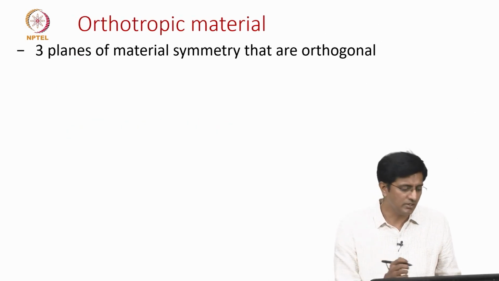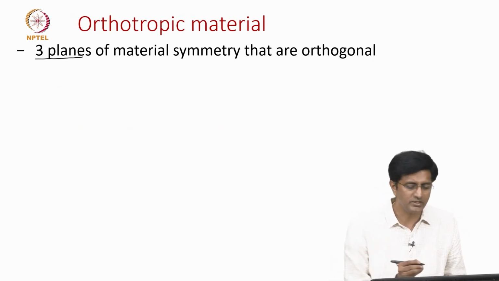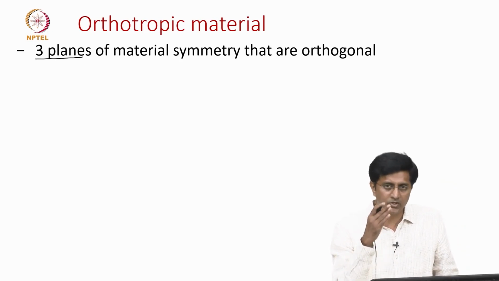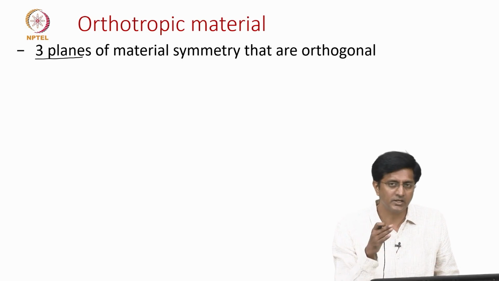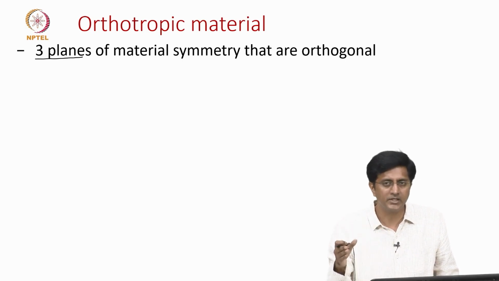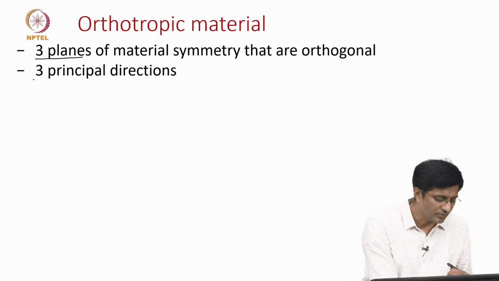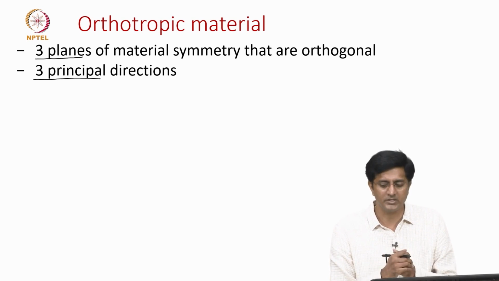So, what we actually see in most composites is there are 3 planes of material that are orthogonal to each other and all 3 show the material symmetry. Because each plane has a normal, that normal we are now calling the principal direction. Since we are looking at 3 planes, there are 3 normals and 3 principal directions. So, we have these 3 principal directions about which we have the material symmetry.